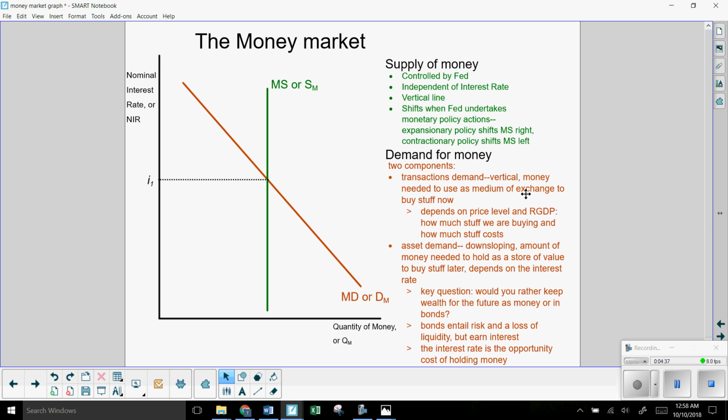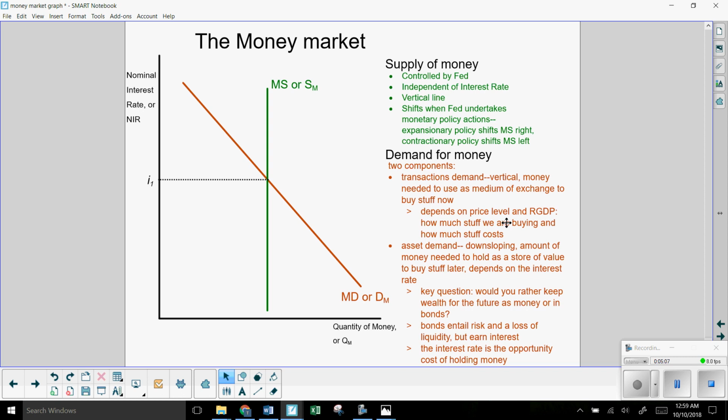So medium of exchange was about buying things now. I want money and it's useful because I can trade it for goods and services. So we'll call the amount of money that people want for that reason to be transactions demand. They want this money to do transactions. Usually we assume that that component is vertical because that's money I need to buy groceries and pay my bills, and that's not so much dependent upon the interest rate. And what does it depend on, though? That depends upon how much stuff costs and how much stuff we're all buying.